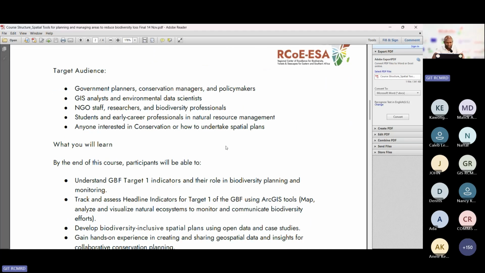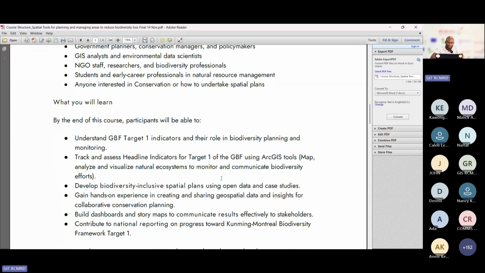Target audience, looking at government players within the governments, conservationists, policymakers, geospatial information system analysts, environmental managers, NGOs, researchers, students, and any other person who is interested in matters of conservation.